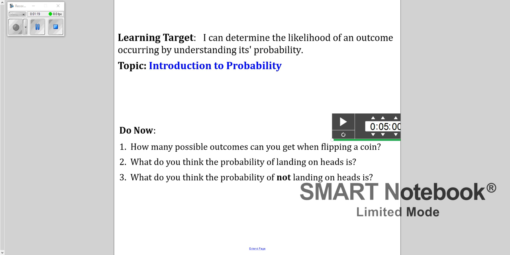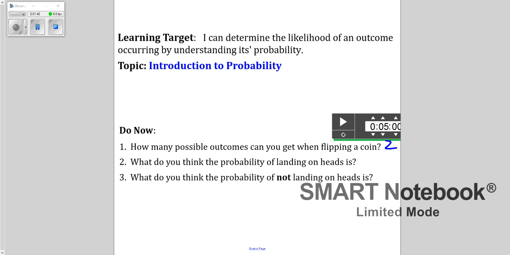How many possible outcomes can you get when flipping a coin? Well, there's two. It could be heads, it could be tails. That's it. An outcome is all of the possibilities that can happen when you do something. When you flip a coin, when you roll a dice, when you spin a spinner, those are all the possible outcomes. What do you think the probability of landing on heads is?